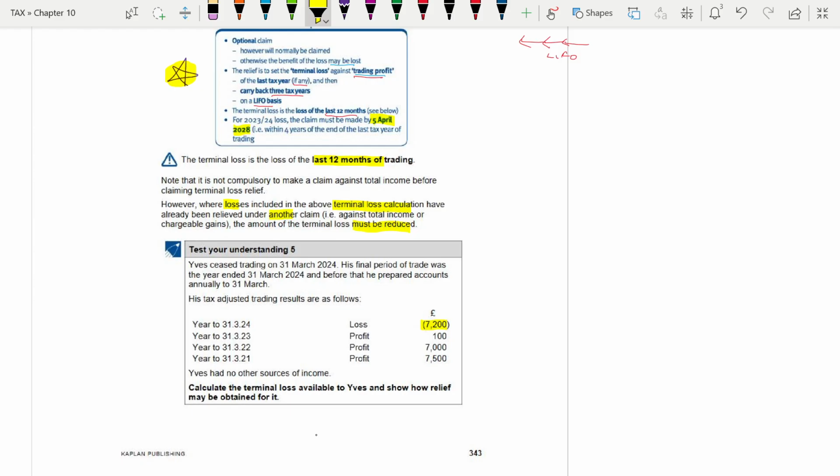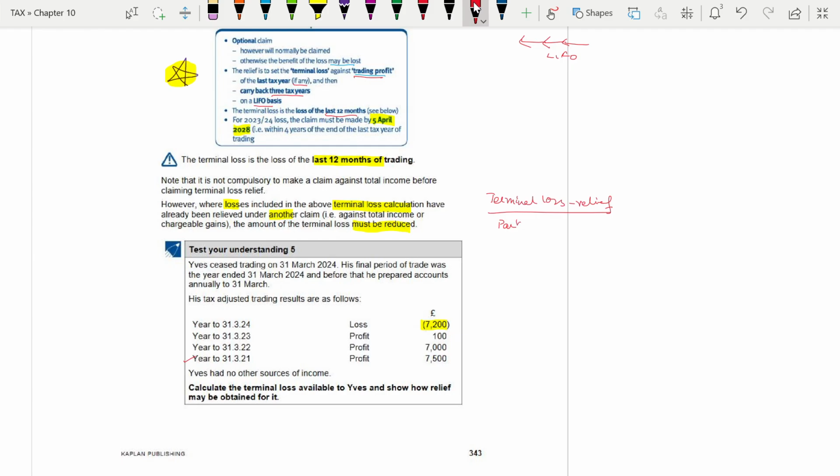How do we recover this loss? Last in, first out. Simple thing. We have to start from here. Particulars: the terminal loss calculation, the terminal loss relief.